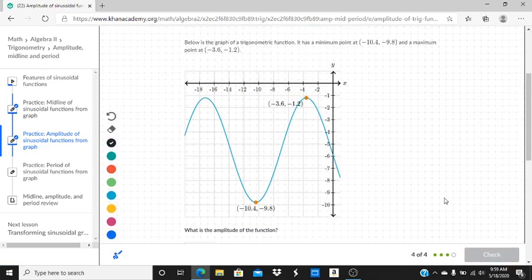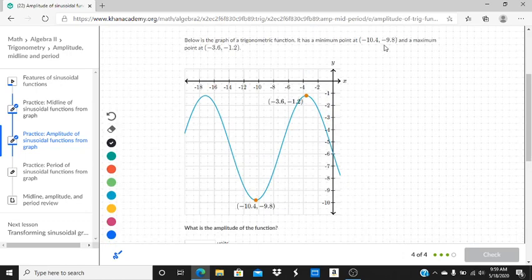All right, so we have another trig function. We have the minimum point with a y value of negative 9.8 and the maximum point with a y value of negative 1.2. The amplitude is going to be half the distance from here to here. Can't really draw a straight line on this. It'd be great if I could. So half of that, the difference between the y values.